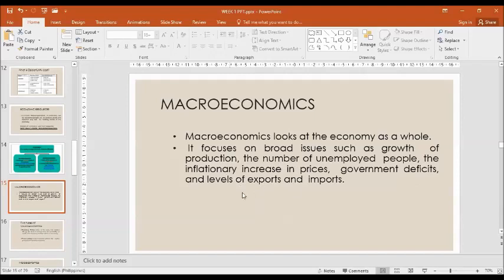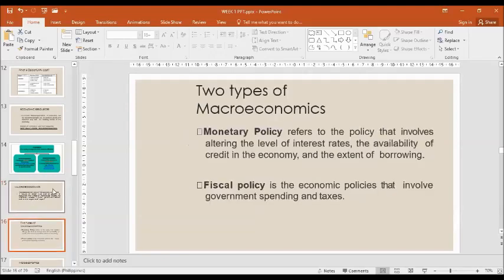So in terms of exports, it is good for the country to have a high income from exports. So it's better that the country has high production in exporting goods and services to other countries than a country that does importation. Okay. So macroeconomics involves two types: the monetary policy and the fiscal policy.